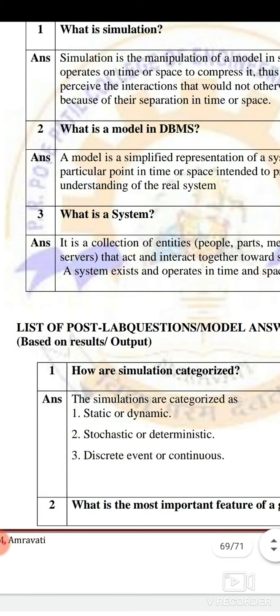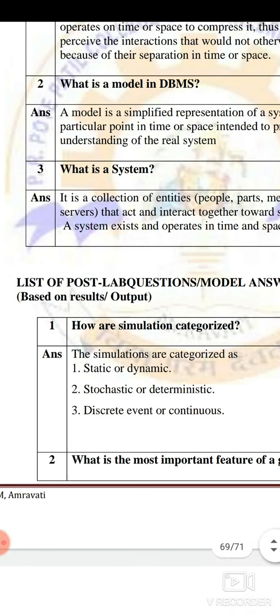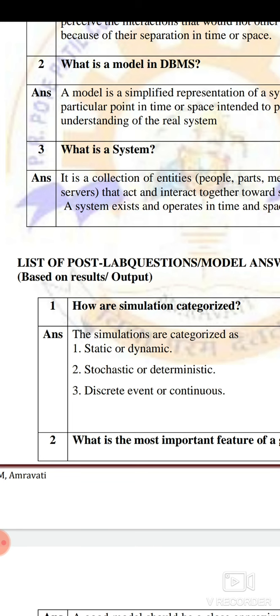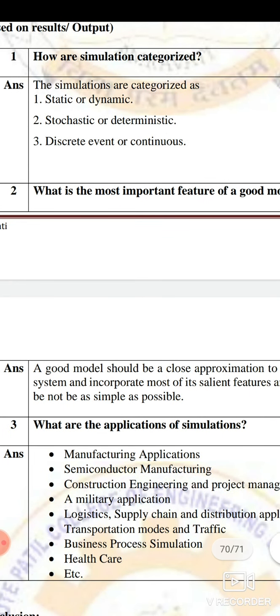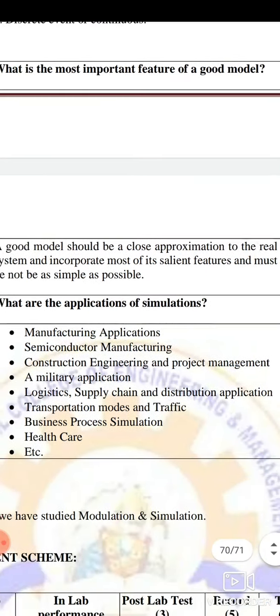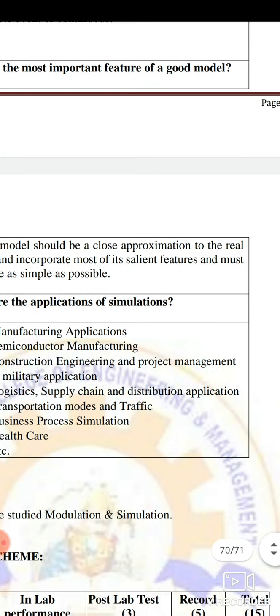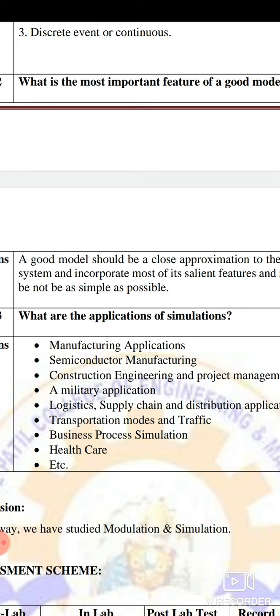Now, post-lab questions. After performing the practicals, you will be able to answer how simulations are categorized: static, stochastic, discrete, and continuous. What are the important features of a good model? It should be a close approximation to the real system and incorporate most of its salient features, and must be as simple as possible. A good model should be a close approximation. That means the model must represent the real-world system exactly, or if not exactly, very close to the real-world problem, because the more effectively you express your problem when you build your model, the more effective the results will be.